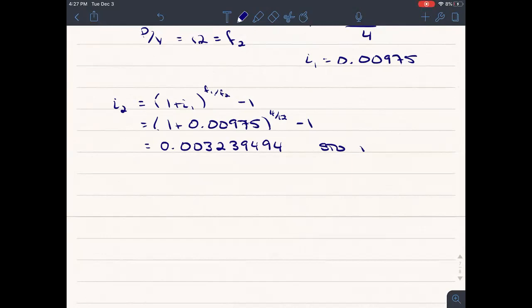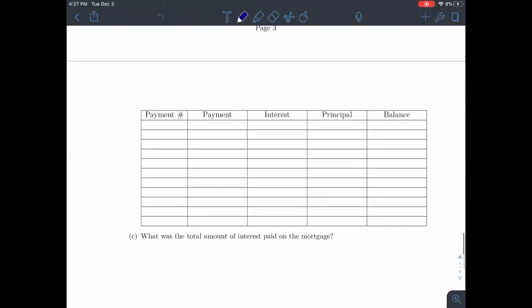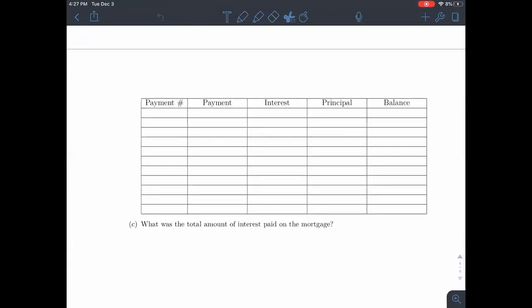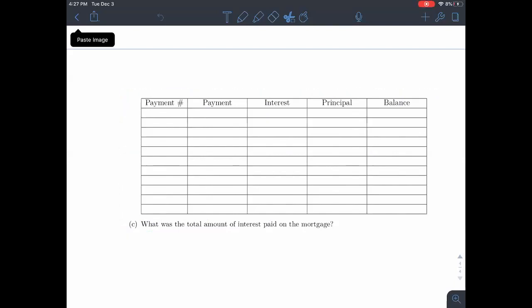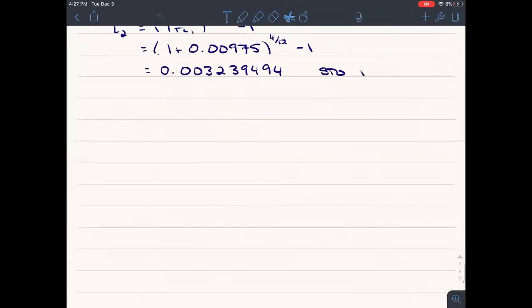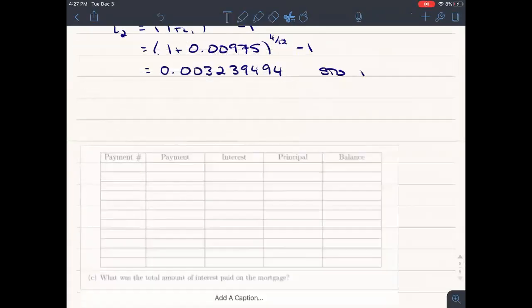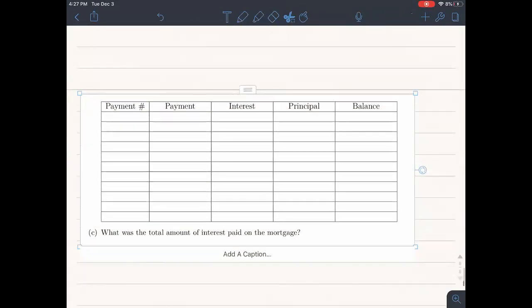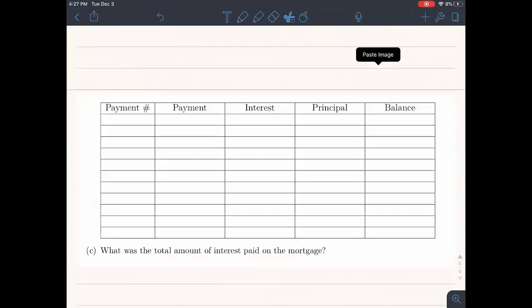All right. So now that we have I2, we have everything that we need to be able to fill in the table. And the table's on the back page. Make this as big as I can so we can fill it in.